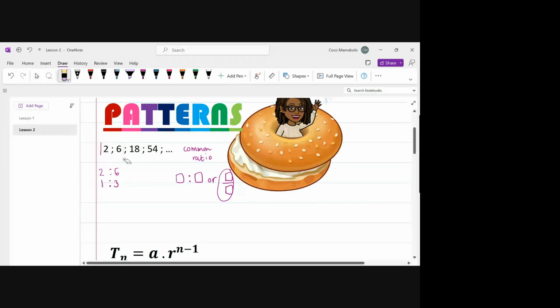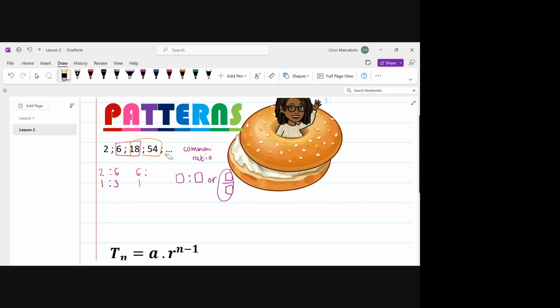Now, if I did the same with term 2 and term 3, if I took 6 is to 18 and simplified that ratio, again I'm going to get 1 is to 3. And I can guarantee you, if we take 18 and 54, my ratio will also come out as 1 is to 3.